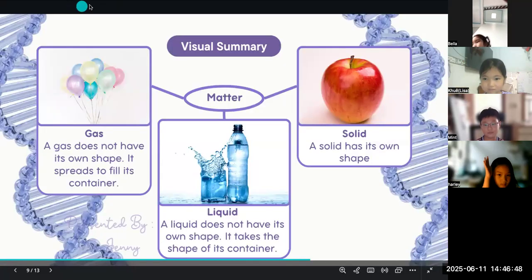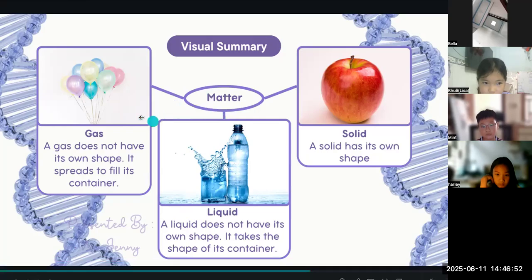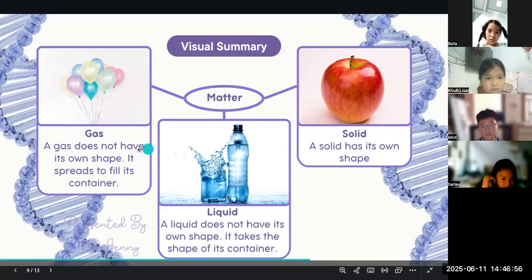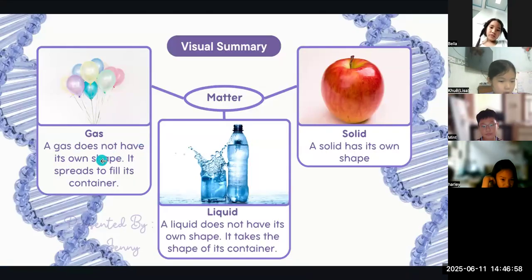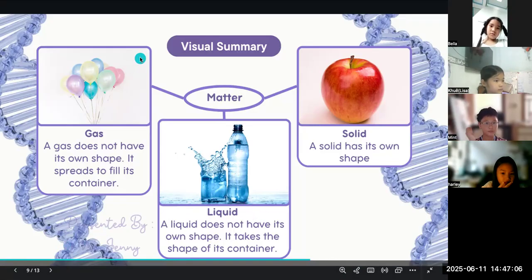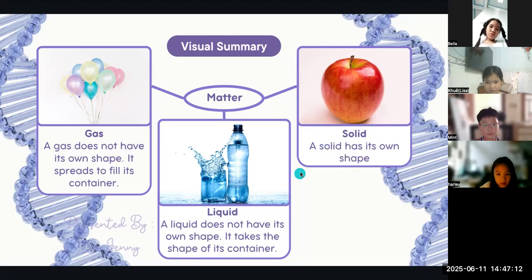Okay, so here are the three states of matter. The gas state. A gas does not have its own shape. It spreads to fill its container. Liquid. A liquid does not have its own shape. It takes the shape of its container. And solid. A solid has its own shape.